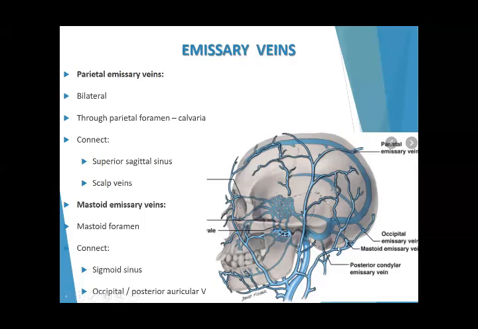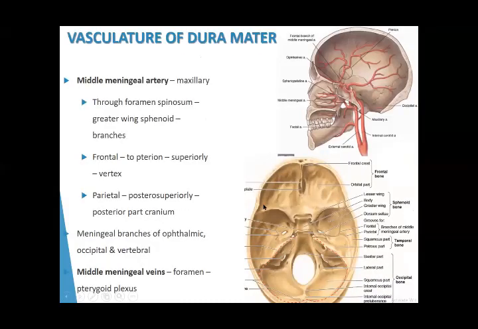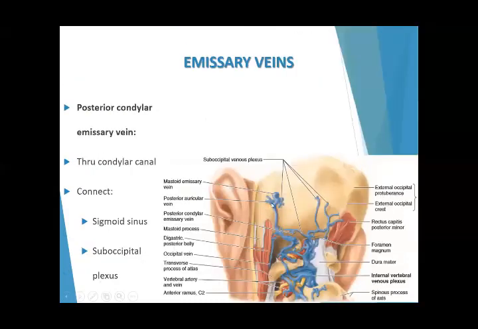And finally, this is the condylar emissary vein. ये अभी इस पे आते हैं. Posterior condylar emissary vein. ये देखो बेटा, ये posterior auricular vein है इधर. यहाँ पे occipital vein है. ये सब occipital plexus of veins है. ठीक है?